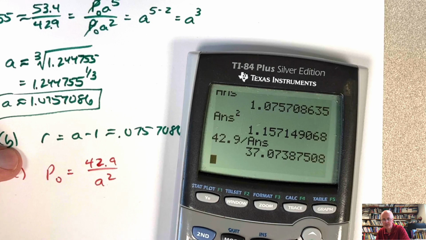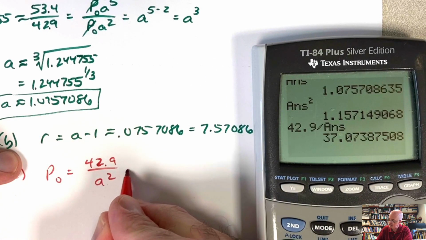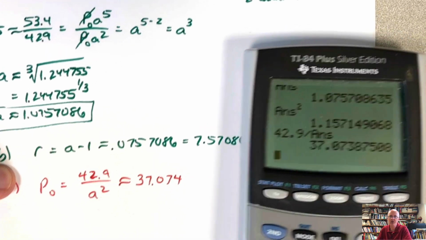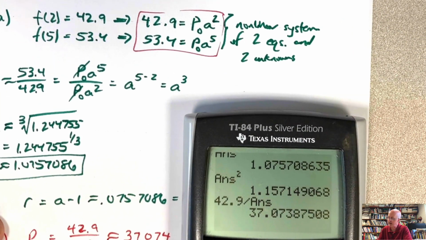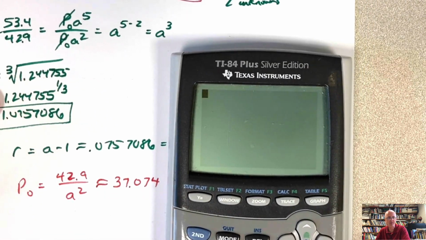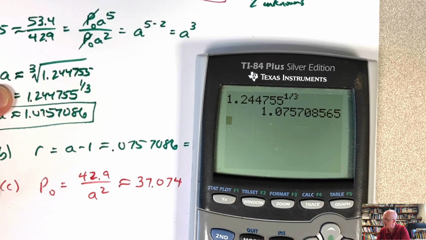P sub 0 looks to be about 37.074. We could try to check the answer by using this equation instead. Let's go back to the A. The A was the 1.244755 to the 1/3 power. I'm using fewer decimal places here than before, so the answers will be off a little bit.